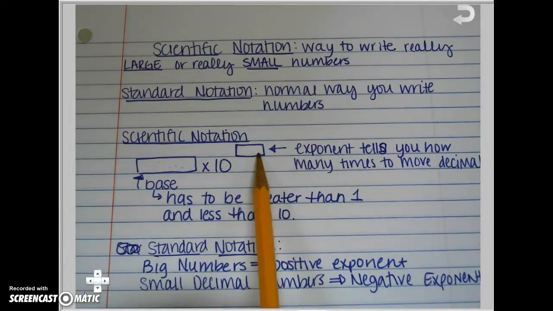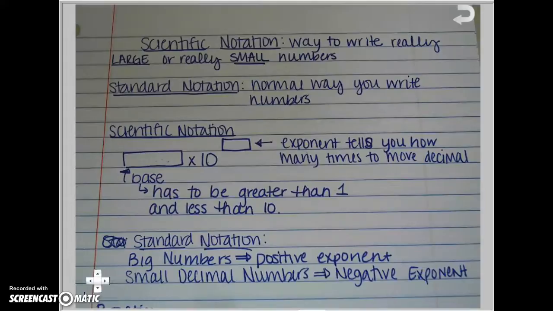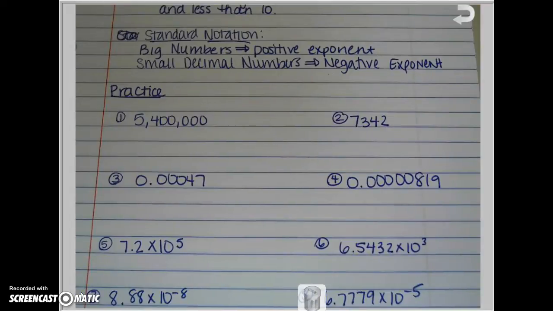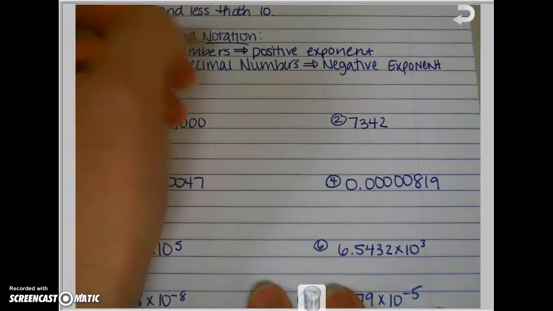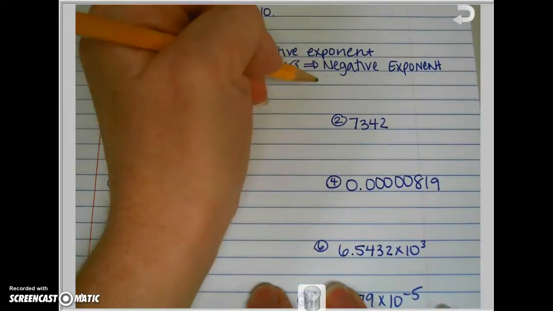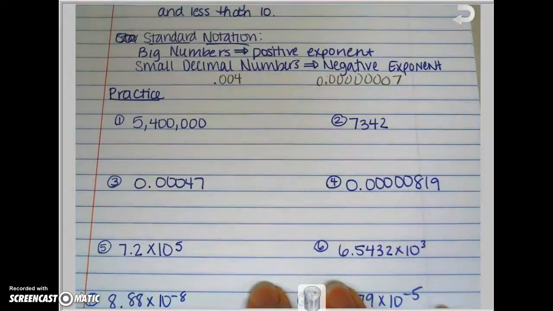Then right here you're going to have an exponent, and that exponent tells you how many times to move your decimal in the problem. For scientific notation, the big numbers are going to have positive exponents, and the small numbers are going to have negative exponents. So big numbers like 5 million, or 18, or 463,000, are going to have a positive exponent. And the small decimal numbers would have a negative exponent because they're very, very small.